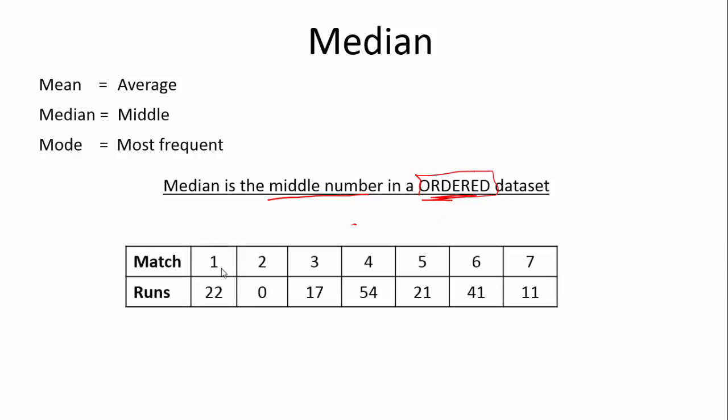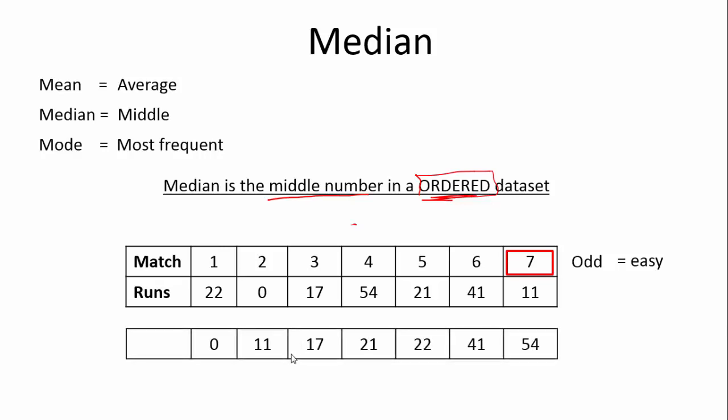So we have our cricket example. We played 7 games, and these were the runs we scored in each of those games. Now because this is odd, it makes it very easy to do. It means that there will be one single number that is the middle value in this set. So we put this into an ordered list. Remember, I said it has to be an ordered list that we make. So ordered list is going from the smallest to the biggest, or biggest to smallest.